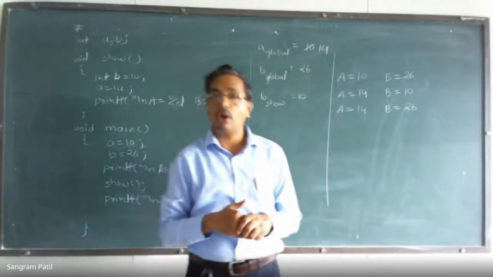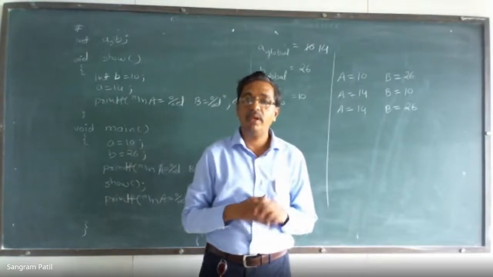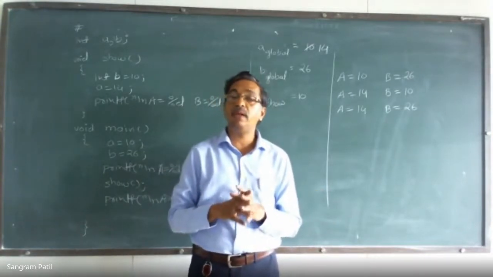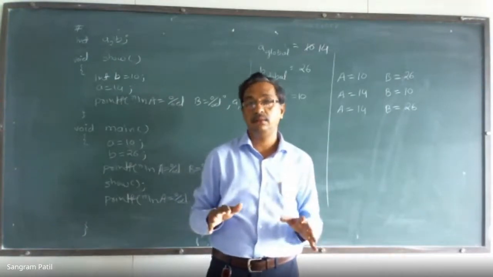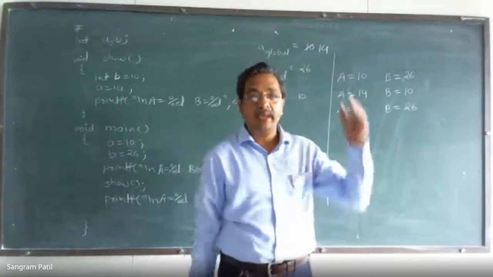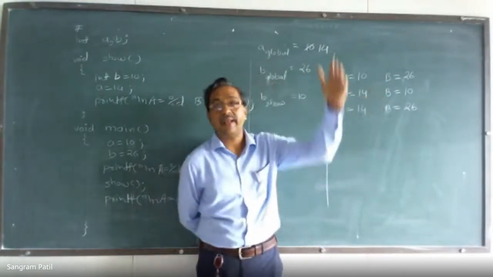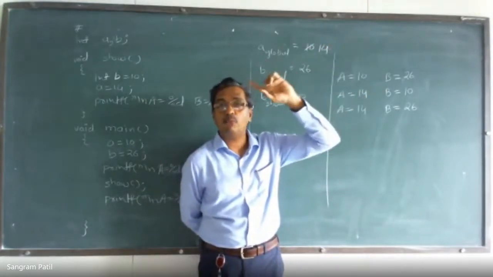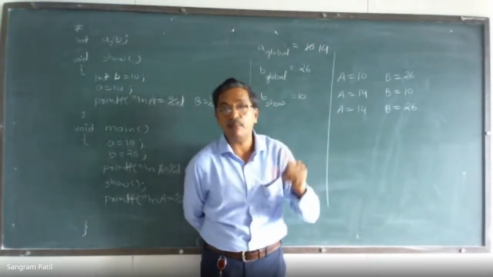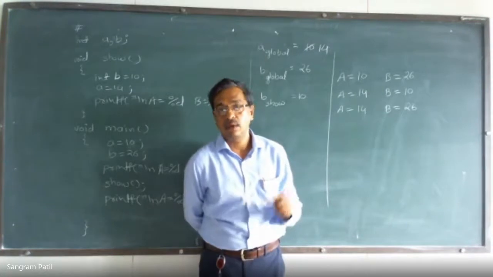But in normal life, we never go to declare global variables. In normal life we never declare global variables. Because nowadays, what happens with a global variable? Once you declare a variable as global, as long as your program is in execution mode, memory is allocated to it.